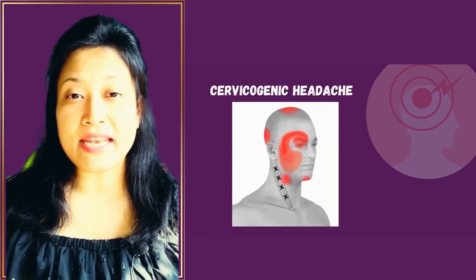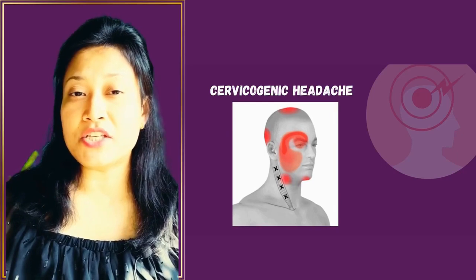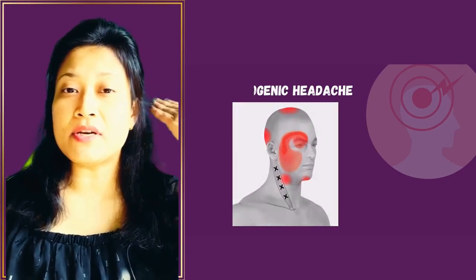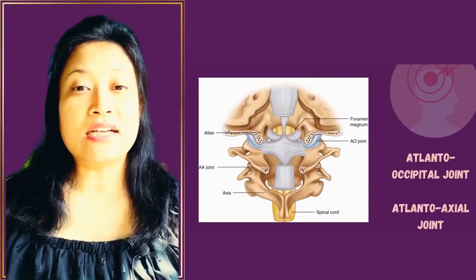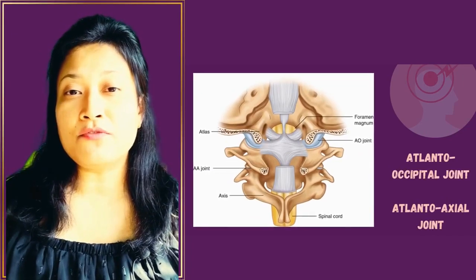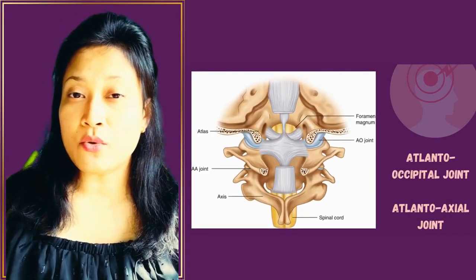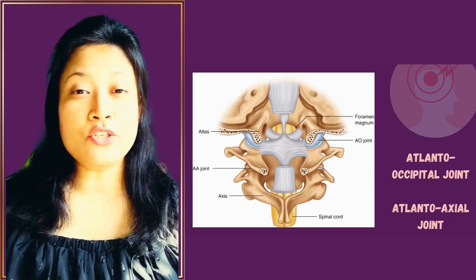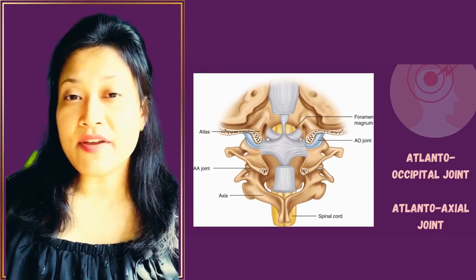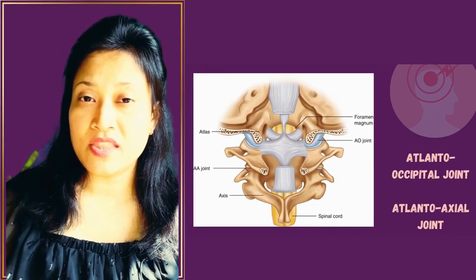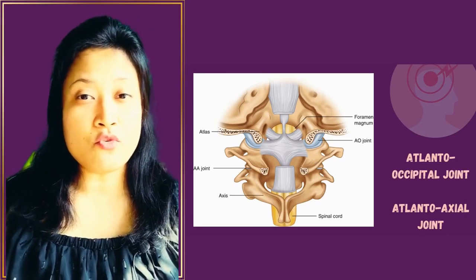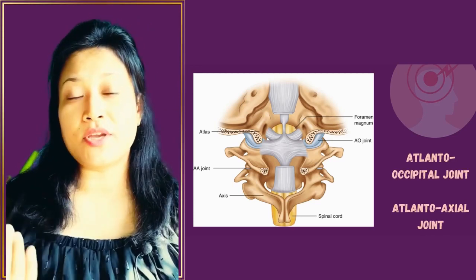It is a chronic headache that arises from the upper neck, that is from the atlanto-occipital and upper cervical joints. The atlantoaxial joint is made up of the first cervical vertebra, known as the atlas, which is connected to the skull, and the second cervical vertebra, known as the axis. 60% of the rotation movement of the neck occurs around this joint.